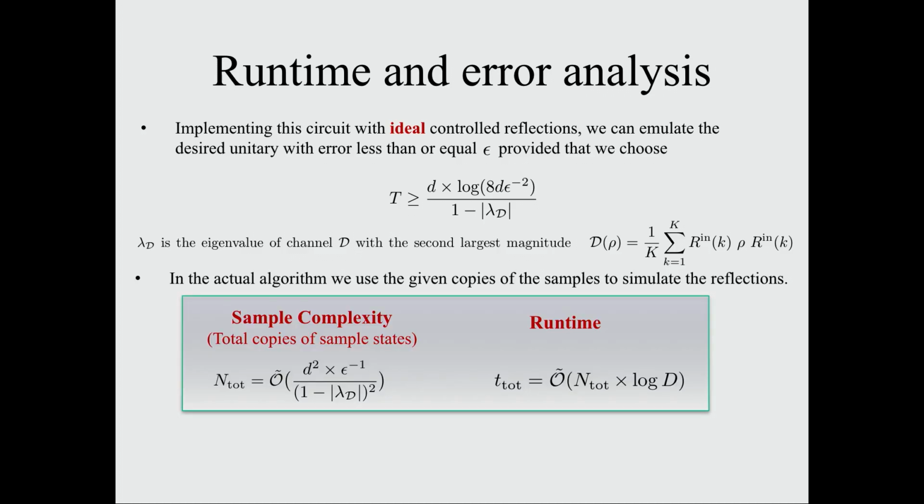Good. But in the actual algorithm, I'm not given this ideal reflection. I have to simulate the reflection using the copies. And it turns out that this is actually the dominant cost of the error here.